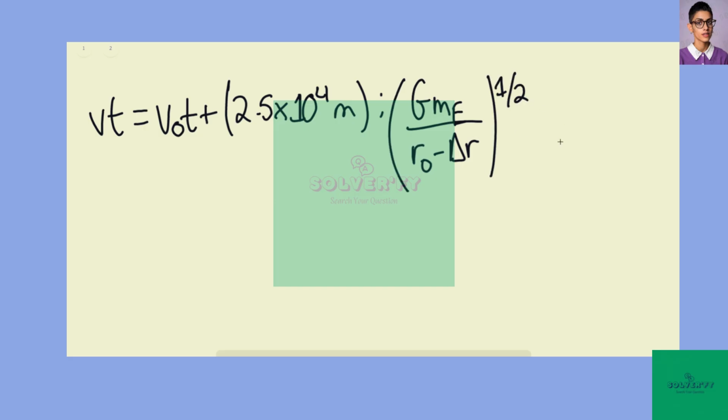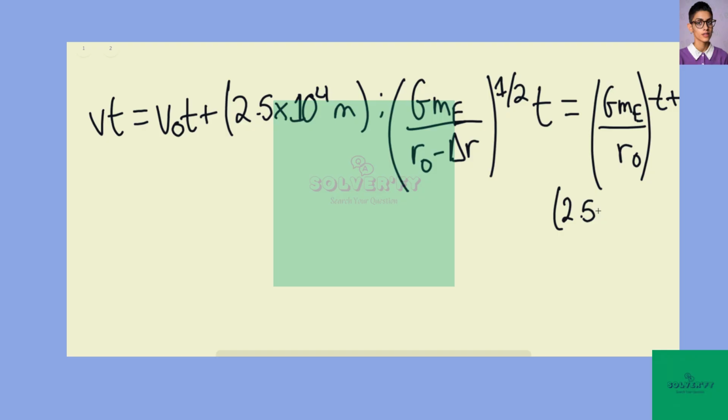1/2 power is multiplied by t will equal GM_e divided by the original distance times t plus, again, 2.5 times 10 to the 4th meters. Apologize for it being cramped. And we're going to call this equation 1.